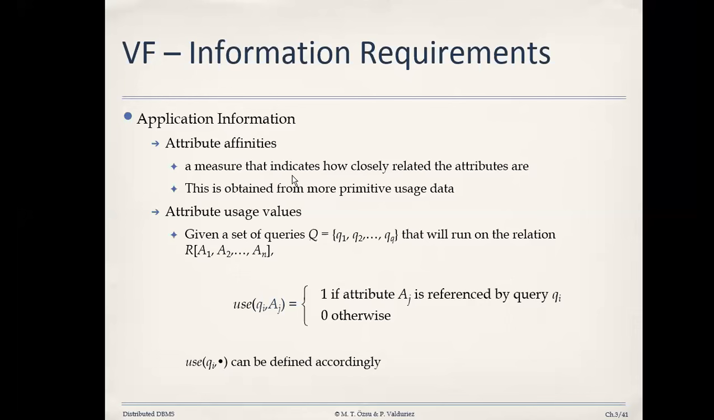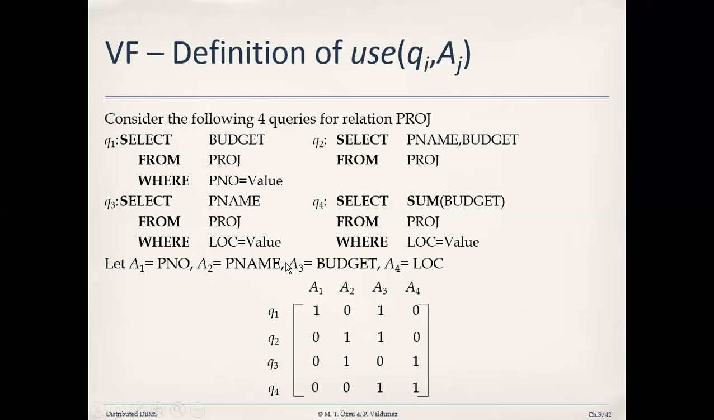Okay, so we start the session. We have already discussed the information requirement. Now, let's take an example of how we can develop, calculate, or evaluate the usage matrix that we discussed in the last slide, that is use(Qi, Aj).